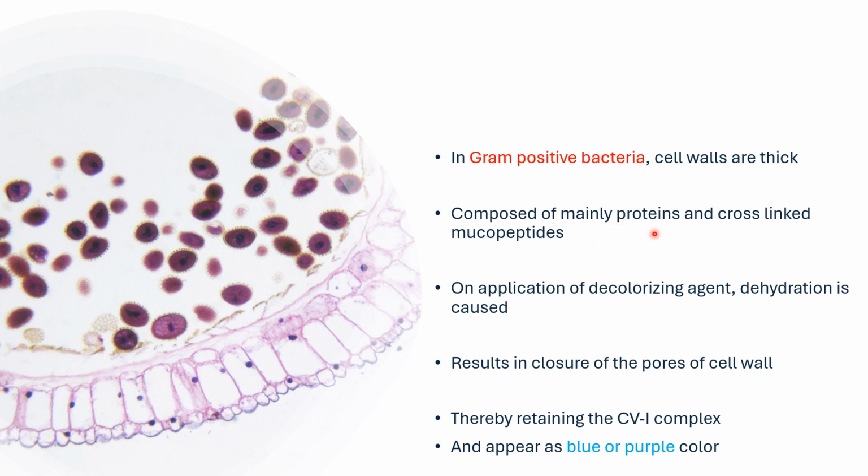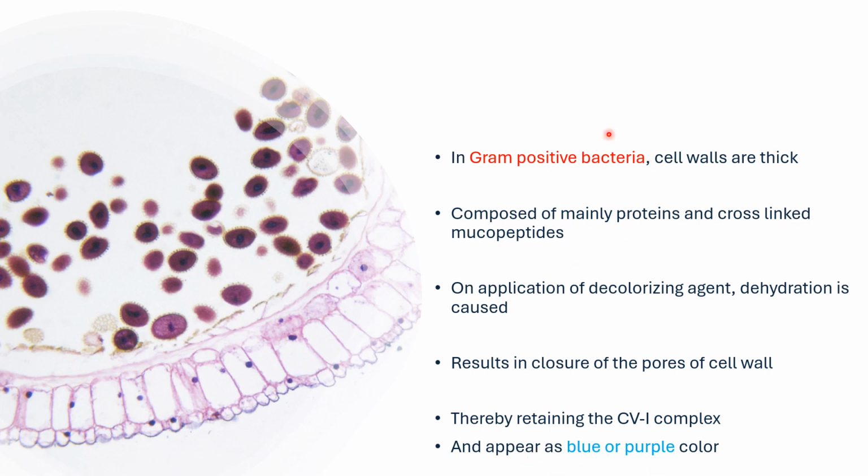So it is composed of mainly proteins and cross-linked mucopeptides. So upon application of the decolorizing agent, that is the alcohol, dehydration is caused. And this results in the closure of the pores in the bacterial cell wall, and thereby the crystal violet iodine, that is the primary stain, mordant complex will be retained in the bacterial cell wall, and it appears as the color of the primary stain, that is crystal violet.